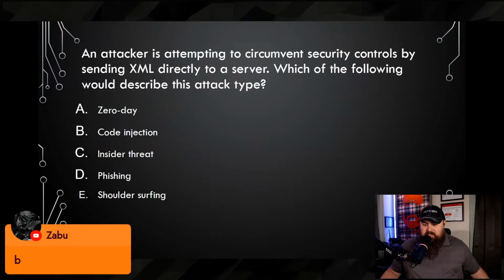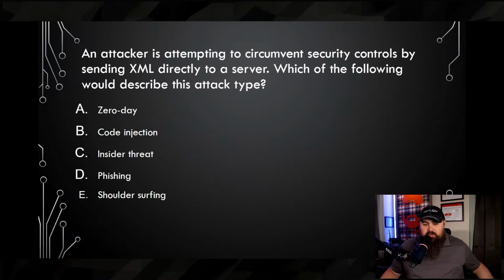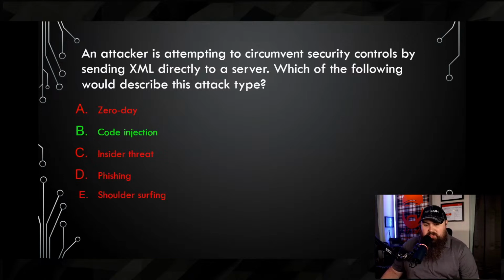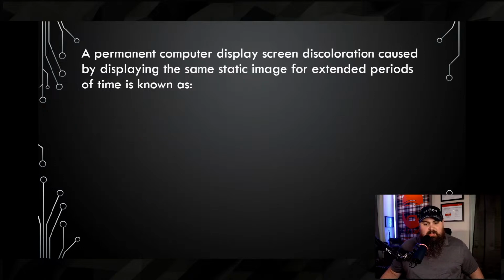Got some people saying B in here. Code injection. Are we certain of that? Well, indeed, the correct answer is B. I don't know why my slides did this, but yes, the correct answer is B. Code injection is a type of attack where an attacker sends the XML code directly to the server. Great job, everyone.